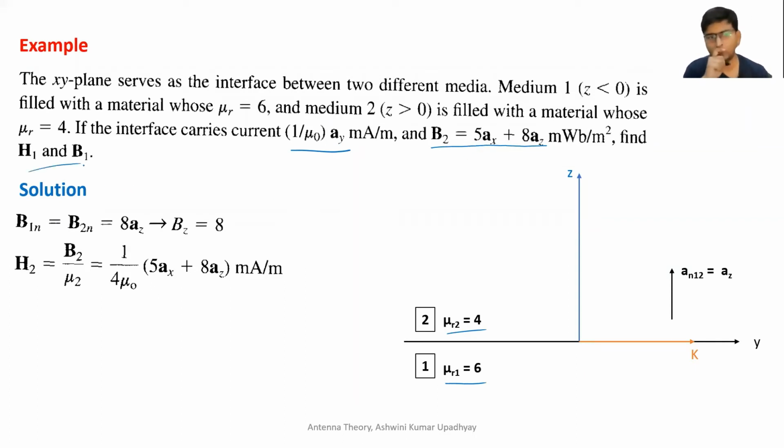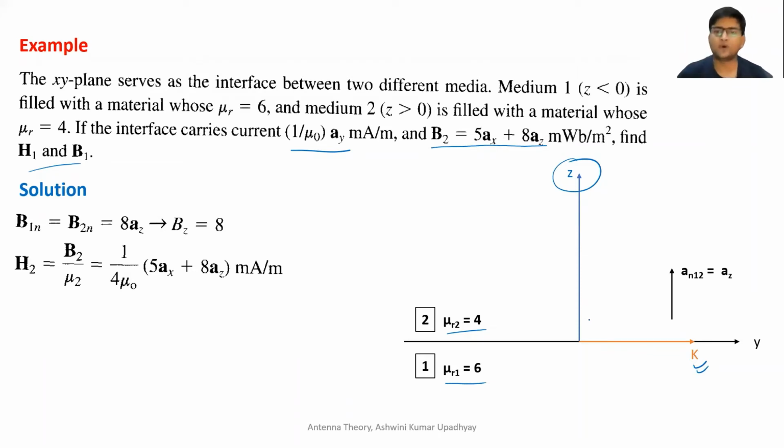So as you can see, the normal of this boundary in this diagram is in the z axis, right? And the xy plane is working as a boundary between these two different types of mediums. So the whole xy plane is your boundary, and there is a surface current which is flowing in the direction of y, and the normal of this boundary is in the z direction.